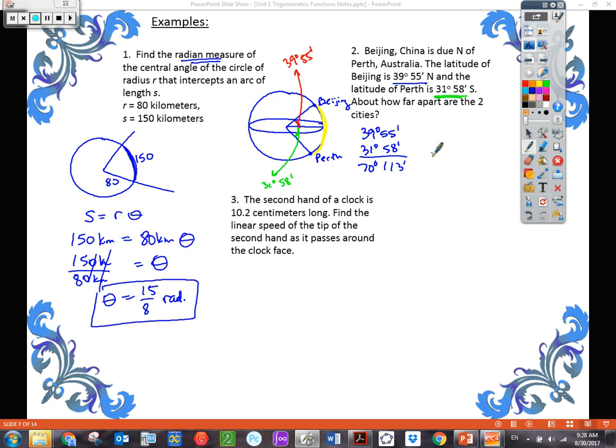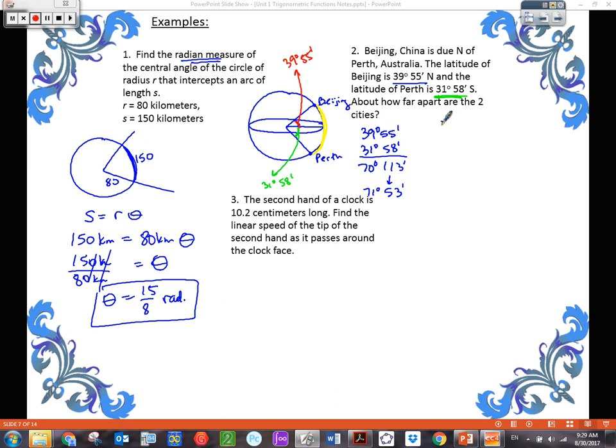Do you have to? No. I mean, that's not our final answer, but I want to go through the process. So we have 71 degrees, and then 113 minus 60 is 53 minutes. So that's my angle measure, that's that total angle measure. All right, so let's write down our formula. We have arc length equals r theta. Our r is the radius of the Earth, 3,963. That's the radius of the Earth.